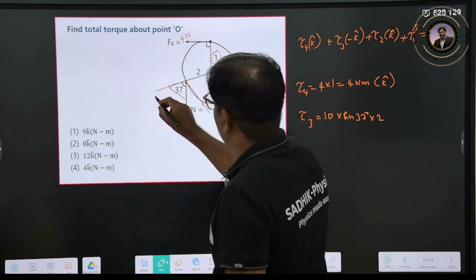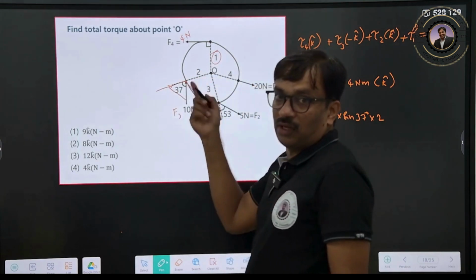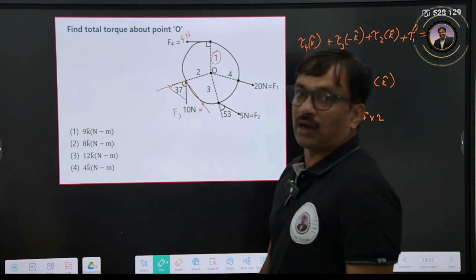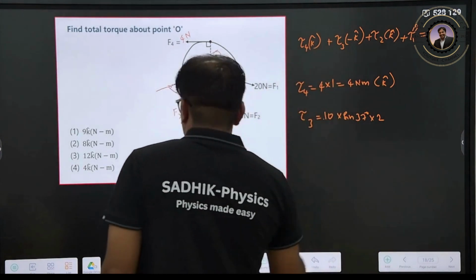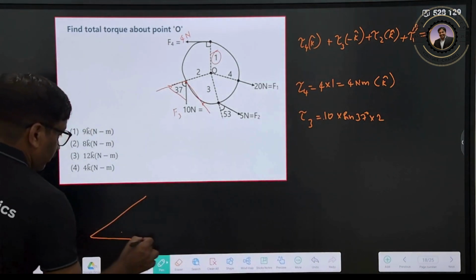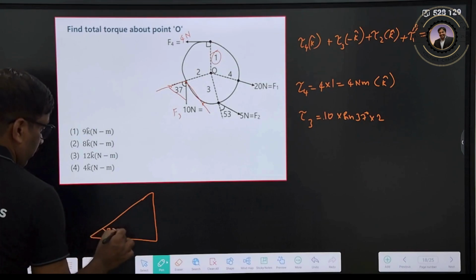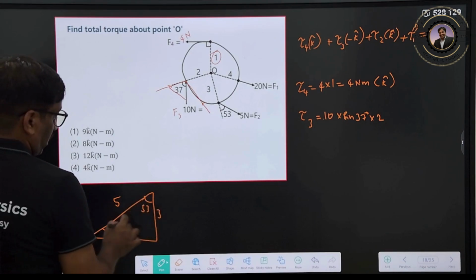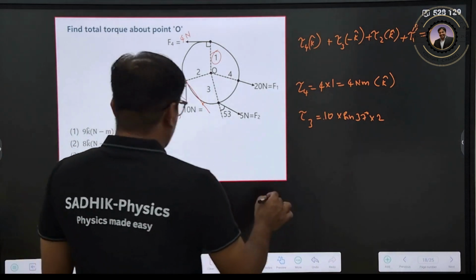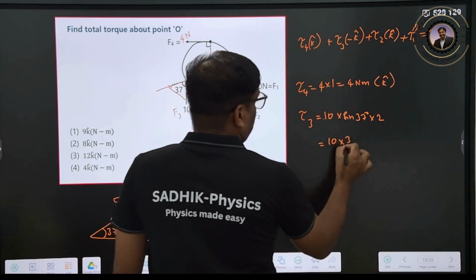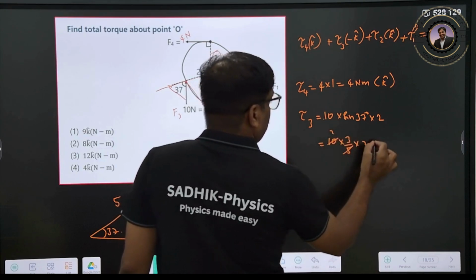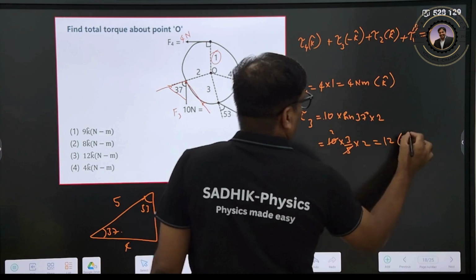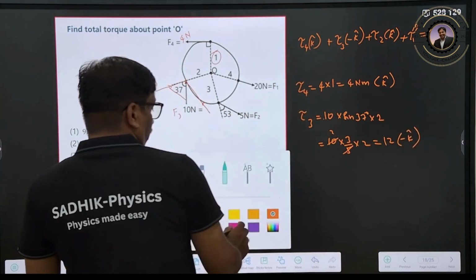The cos component is acting along this direction, so it will not create any torque. Only this force will create a torque. Clear? We know sin 37, you know this triangle: this is 37, and this is 3, 4 and 5, with this one 53. Sin 37 means opposite side by hypotenuse, which is 3 by 5. So 10 into 3 by 5 into 2. That gets cancelled out, therefore it will be 4 into 3, so 12, but it is minus K cap.